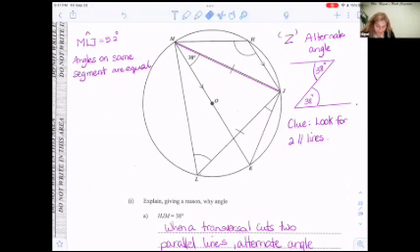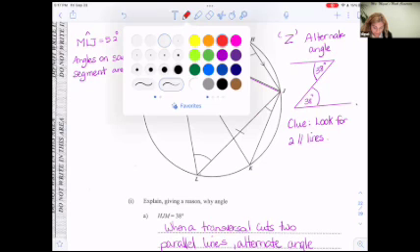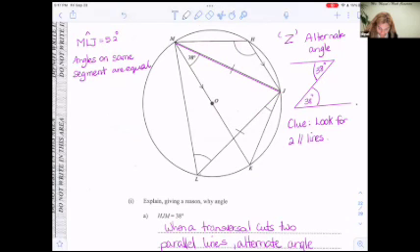So the next one was MLJ. To find MLJ, I'm still going to write this. I'm going to take this off so you can see it clearly.